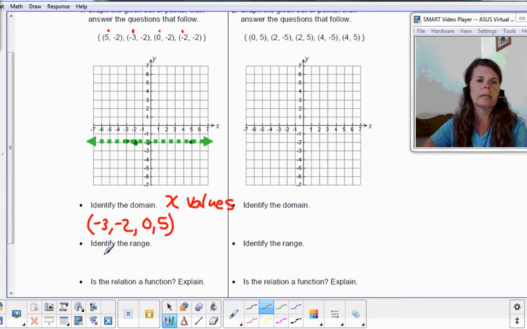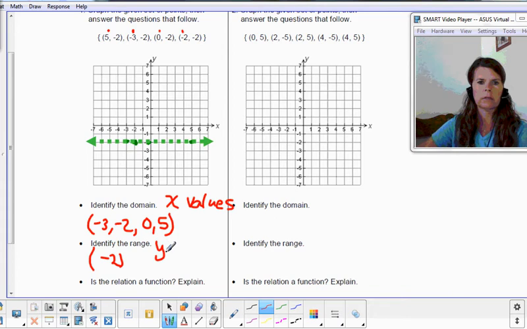And then identify the range. Your range is your y values. Well, look, the y value, -2, -2, -2, -2. We don't have to write it 4 times, just write -2. And again, in your notes for yourself, write y values.